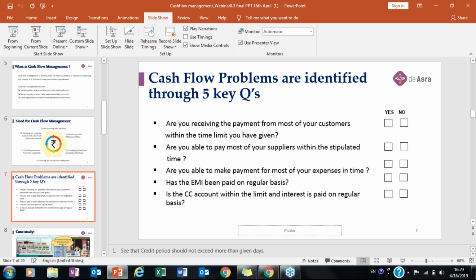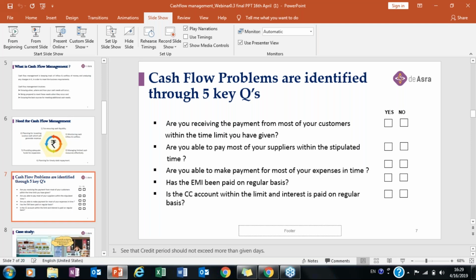So how are cash flow problems identified? Cash flow problems need to be identified with the given 5 questions. It's not always that you are facing cash flow problems, but you might also face them in future. So these are the questions that you need to ask yourself. You need to analyze your business, see your business, and then answer. There are certain 5 questions that you need to think about, as you might face a cash flow problem, or there are chances that in future you will face some cash flow problems.